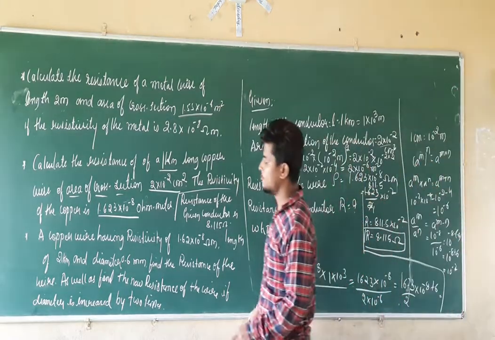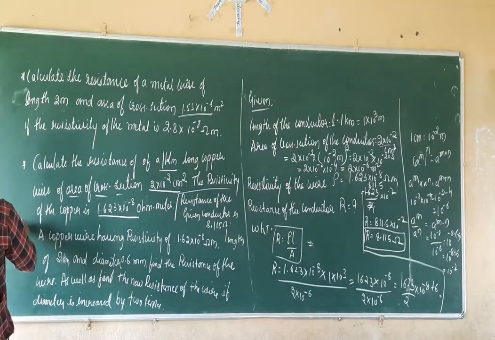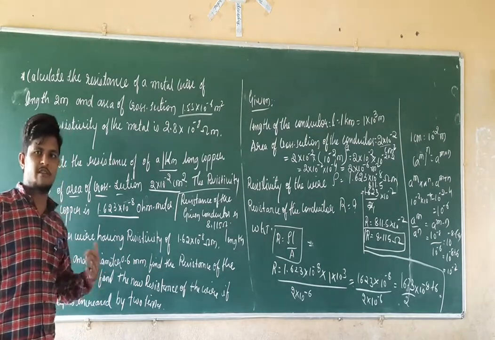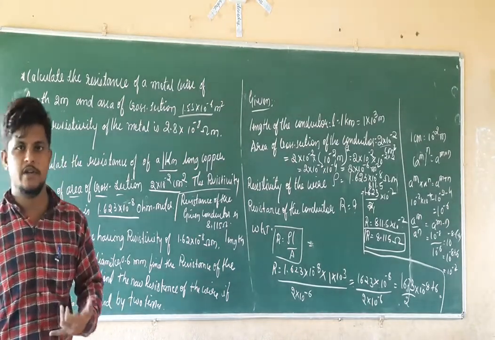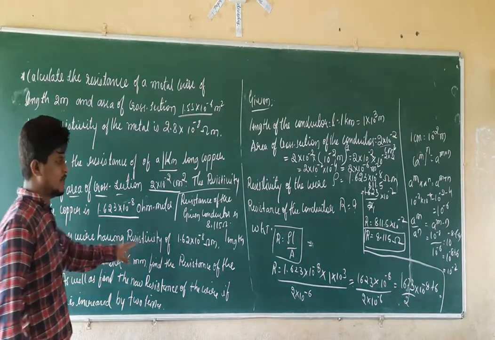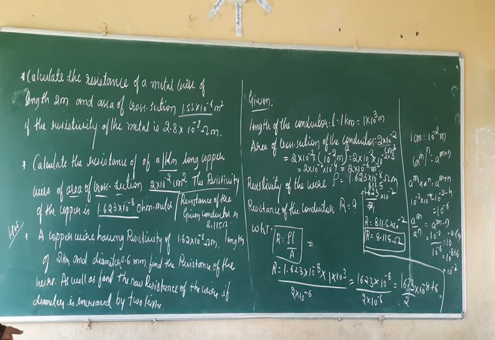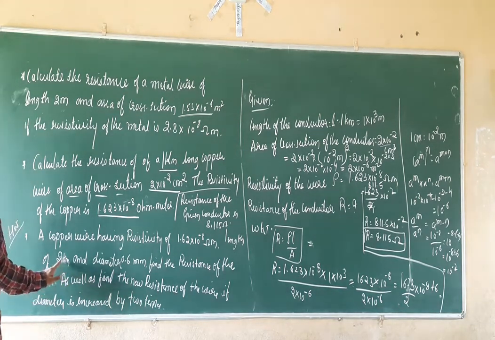Try to solve the third problem at home, take it as homework. You have to solve it the same way. Some SI units are not given in meters, so you should convert those SI units into the required units, then try to solve those questions. In the third problem, the resistivity of the given conducting material is given, as well as the length of the conductor, which is in kilometers.